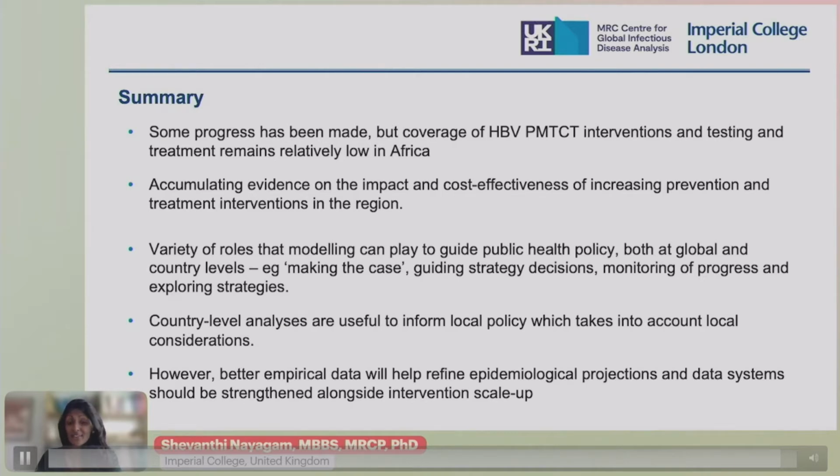Country-level analyses are very useful to inform local policy, taking into account local considerations, epidemiology, and health systems constraints. However, better empirical data will help refine these epidemiological projections, and data systems should be strengthened alongside intervention scale-up.